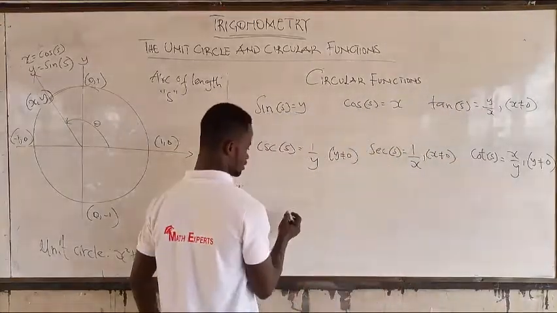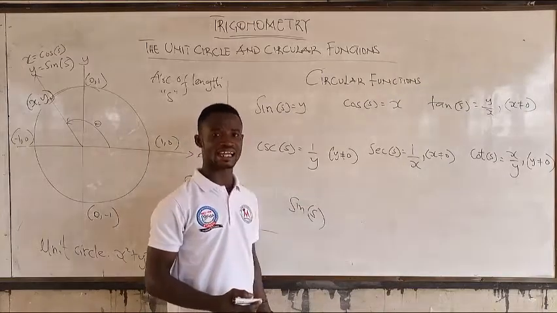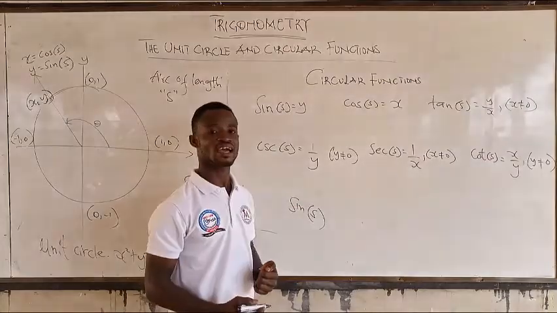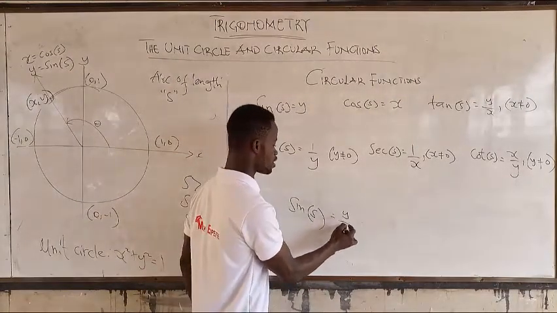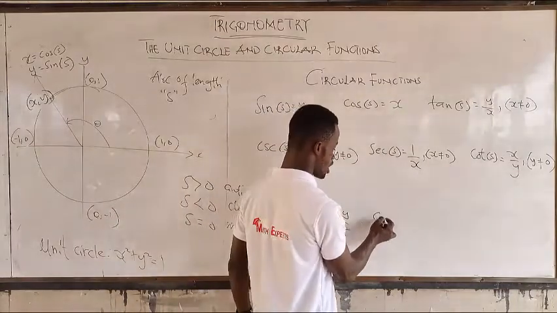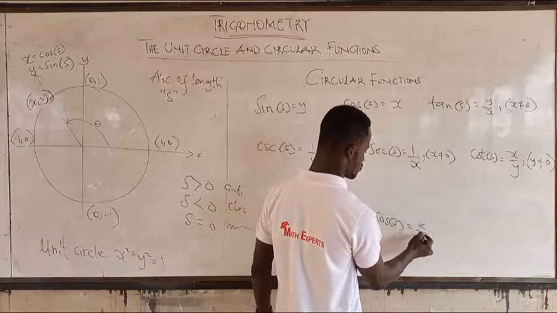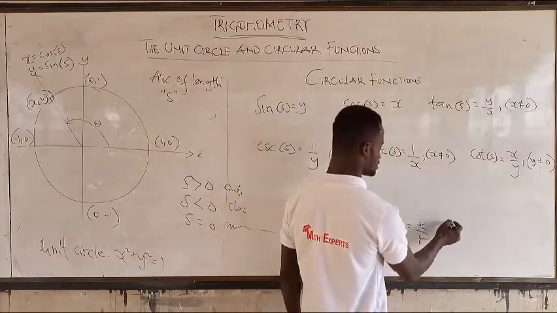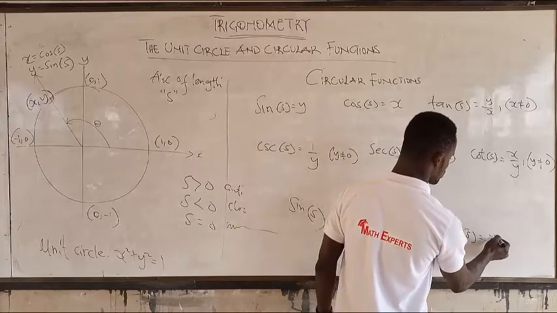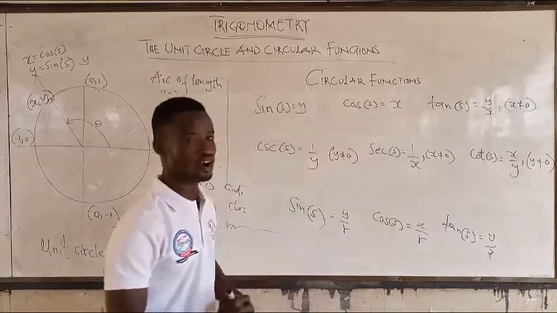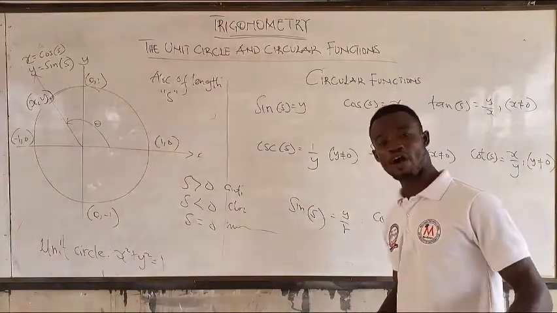We know that if x, which is the arc length, is the argument, then sine is going to be y over r, and cos is going to be x over r, and tan is going to be y over x. No problem there. Now, on the unit circle, we know that our radius is 1.